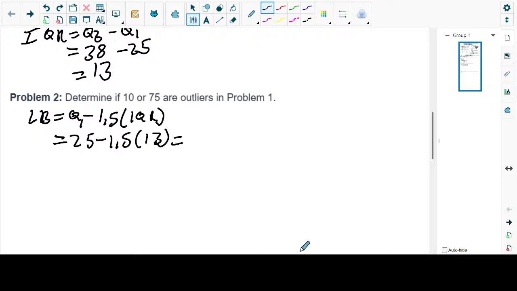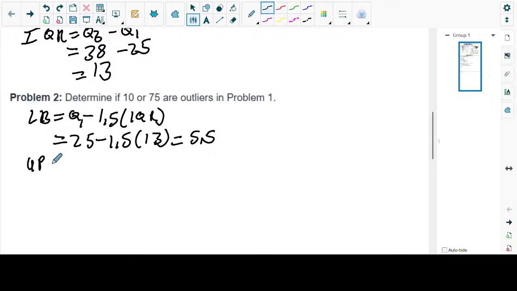The answer is, I'll put it on my calculator. As long as my brain is malfunctioning, that means my calculator can malfunction. Error. 25 minus 1.5 multiplied by 13, and the answer is 5.5. Okay, so the lower boundary is 5.5, and then we're going to have the upper boundary.